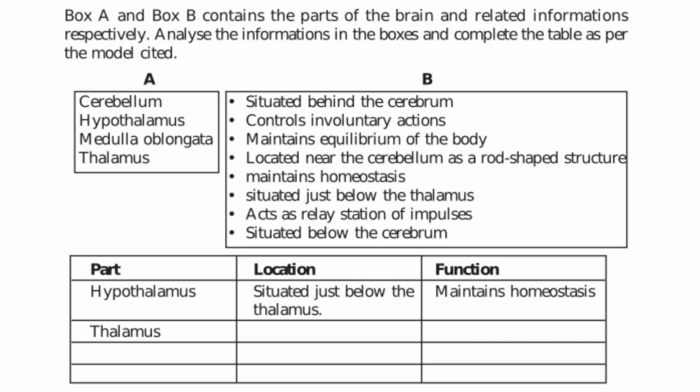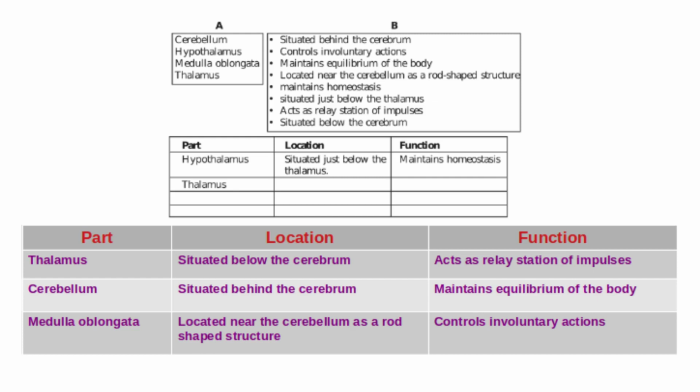The next part is given in the table is thalamus. Thalamus is situated below the cerebrum and its function acts as a relay station of impulses. The next part, cerebellum. Cerebellum is situated behind the cerebrum and its function maintains equilibrium of the body. The third part given in the box A, medulla oblongata, and its location located near the cerebellum as a rod-shaped structure. Function controls involuntary actions.